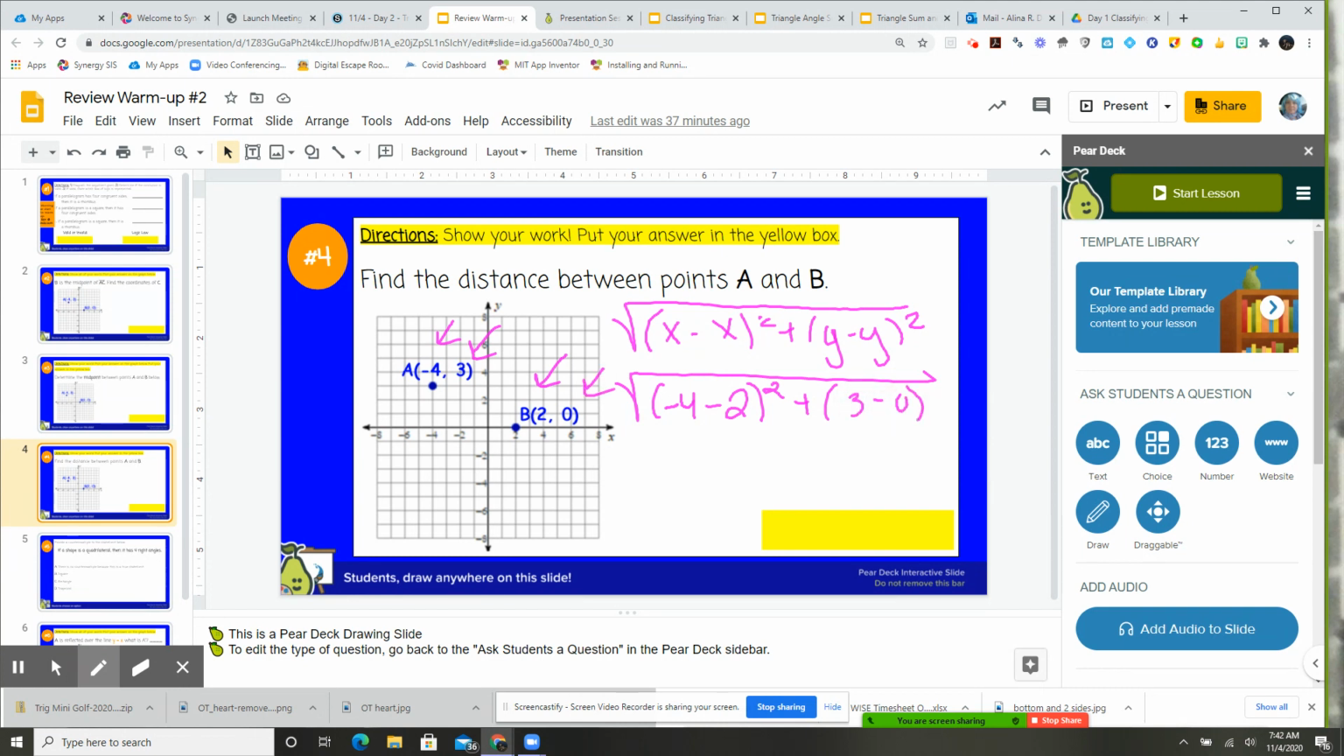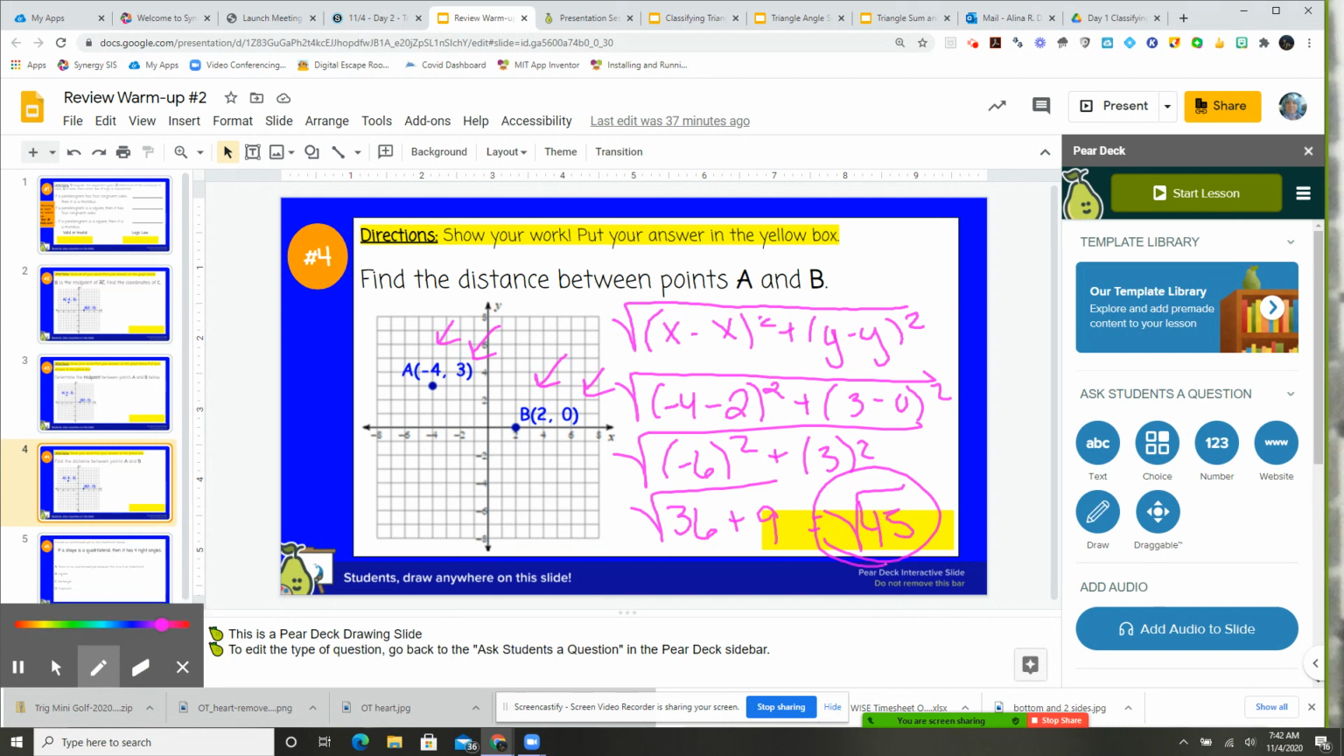3 minus 0 squared. -4 minus 2 is -6. If you forget to put that in parentheses, you're going to get a -36. You do definitely need a positive 36 here. And then plus 3 minus 0 is going to give me 3 squared, which is going to give me 9, square root of 45. Okay.